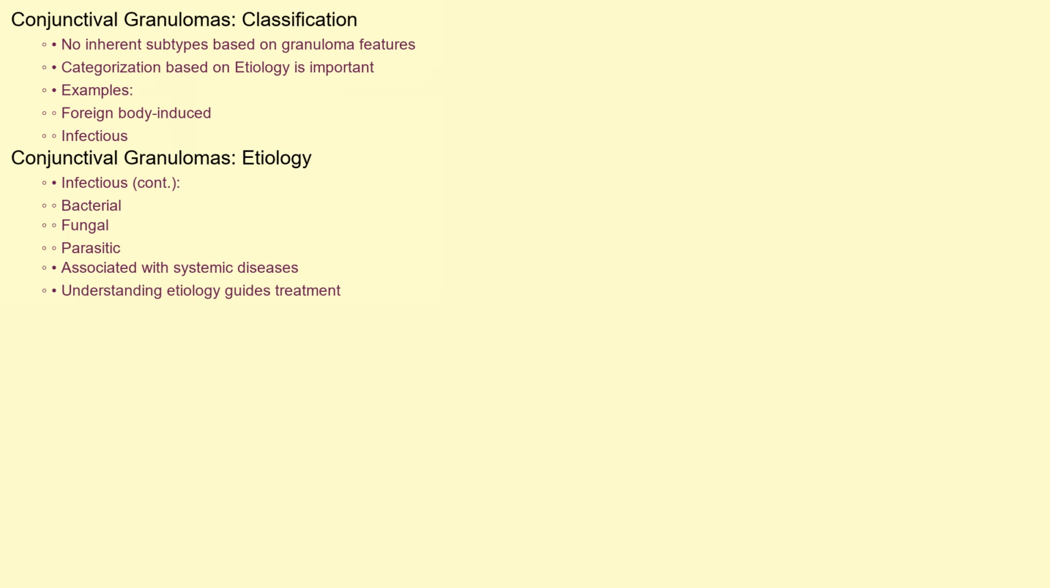While the term conjunctival granuloma describes the overall condition, there aren't strict classifications or subtypes based on specific features of the granuloma itself. However, we can categorize them based on their etiology. For example, we can talk about foreign body-induced granulomas, infectious granulomas, bacterial, fungal, or parasitic, or granulomas associated with systemic diseases. Understanding the cause is crucial for determining the appropriate treatment.